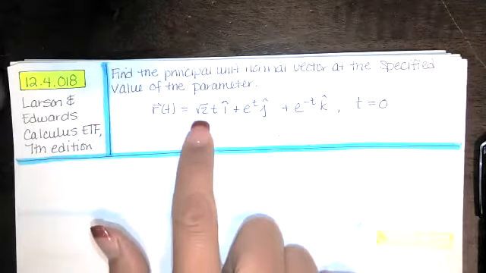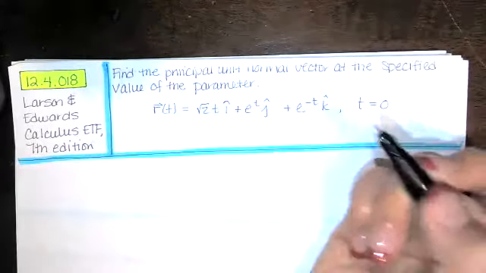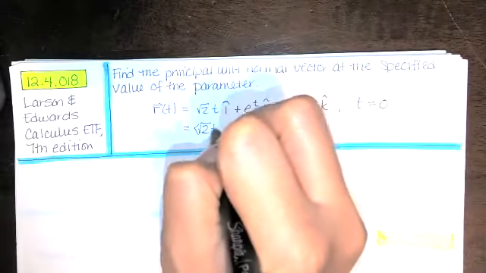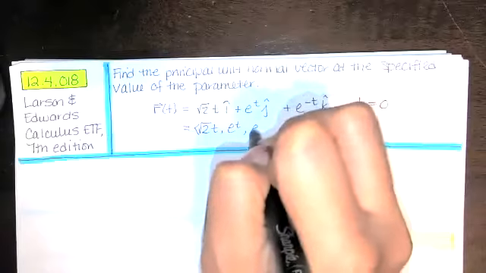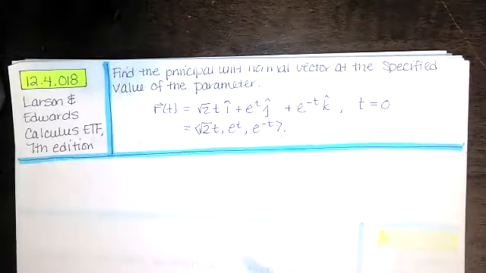It has components square root of 2 times t, e to the t, and e to the negative t. I will write this vector function in component form like this. Now we're asked to find the principal unit normal vector. There are a couple of ways that we could find that. I highly recommend using the method that I'll use in this video.